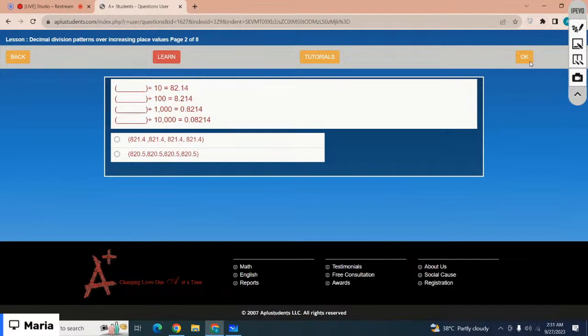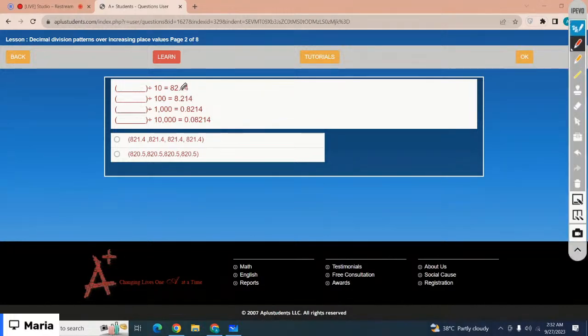Okay, what number divided by 10 equals 82.14? Then by 100, by 1000, and then by 10,000. Okay, just look at this one. Here you have 82.4. When you divide by 10, that means the decimal point moves one place left, right? So it is moved one place left. That means the decimal point, it is 821.4, right?